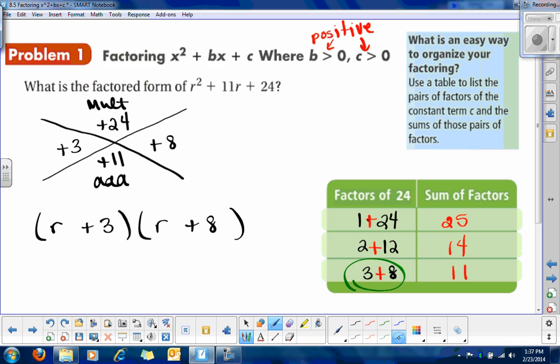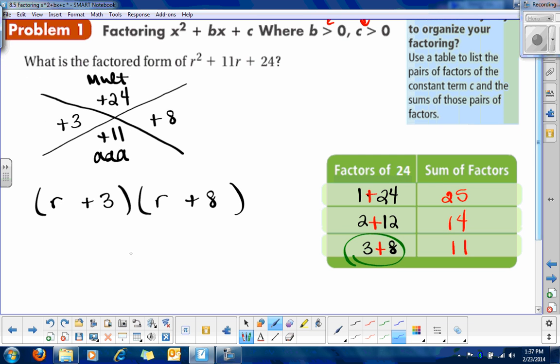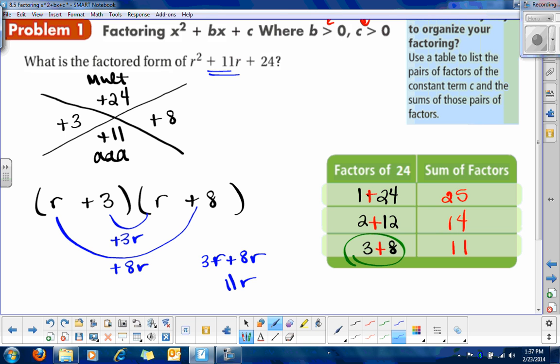And again, just to double check our work, we can check our inner term and our outer term. So our inner term is positive 3r, and our outer term is positive 8r. So when I add 3r plus 8r, that's going to give us 11r, which is what we were looking for. So this is your final answer.